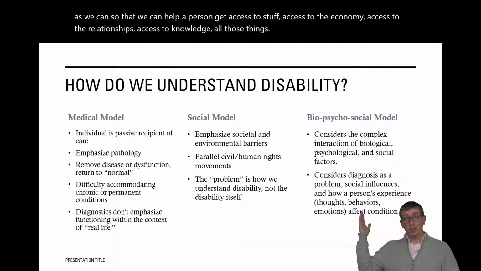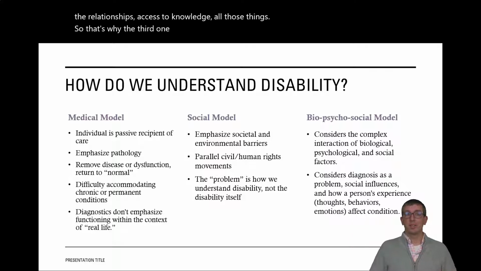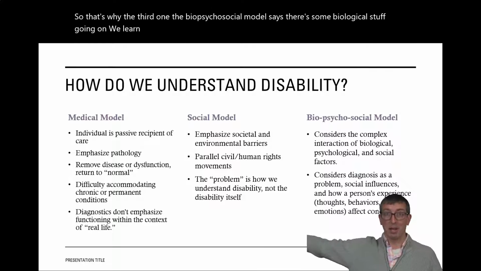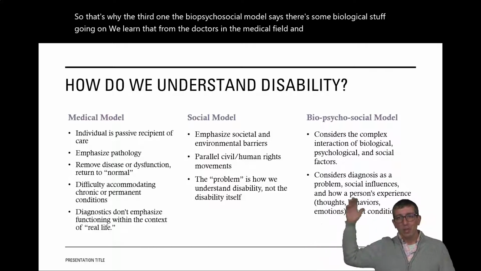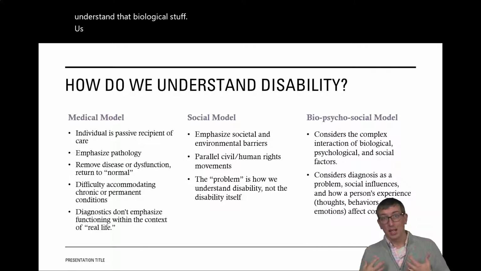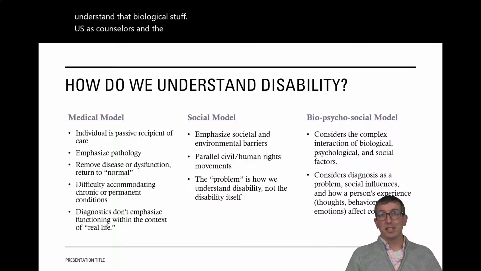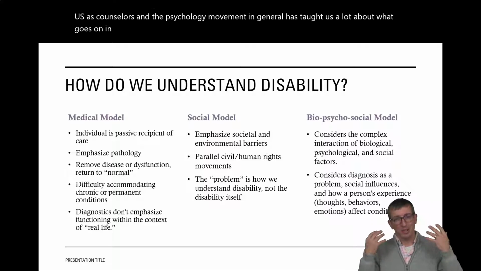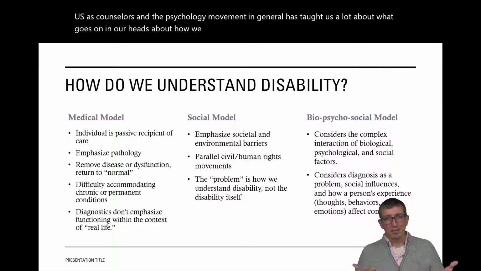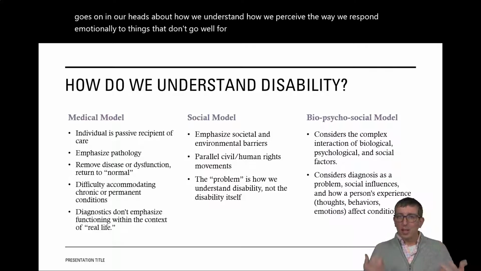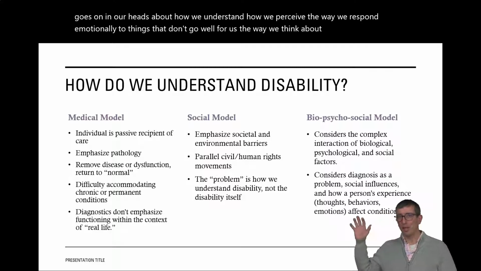So that's why the third one, the biopsychosocial model, says there's some biological stuff going on. We learn that from the doctors and the medical field and the scientists. We need to understand that biological stuff. Us as counselors and the psychology movement in general has taught us a lot about what goes on in our heads, about how we understand, how we perceive, the way we respond emotionally to things that don't go well for us, the way we think about these things, and we can learn from that too.